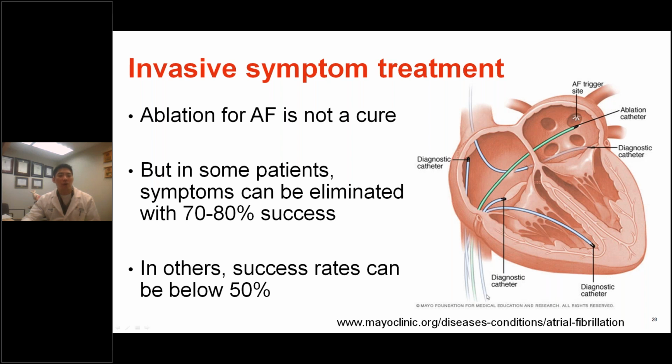Here's a cartoon of the heart where we put tubes up from your leg, down from your shoulder. We go inside the heart, and this is usually under general anesthetic. It takes 3 hours or sometimes 4 hours to do our work inside the heart. And in other patients, this is not a good option because success rates are sometimes below 50%. And this all has to do with what your heart looks like, how long you've had atrial fibrillation, and whether or not you have other heart conditions.